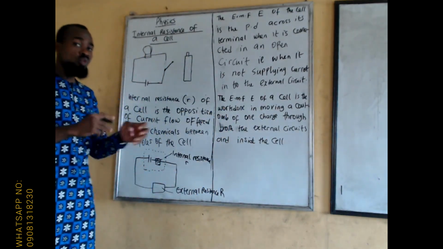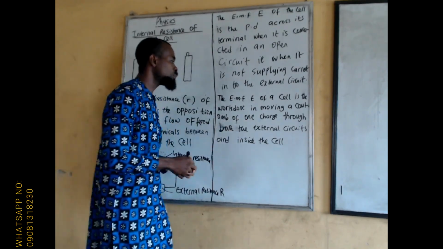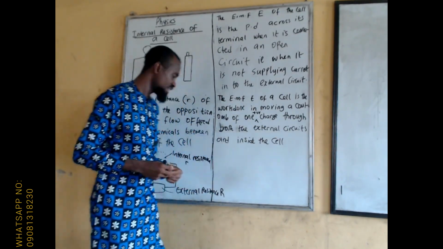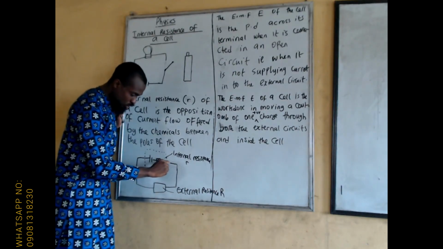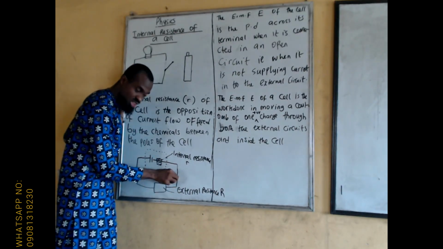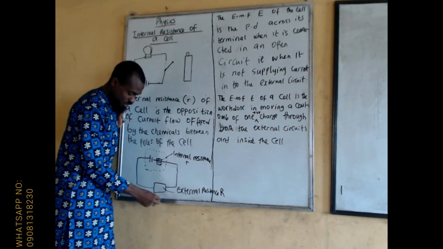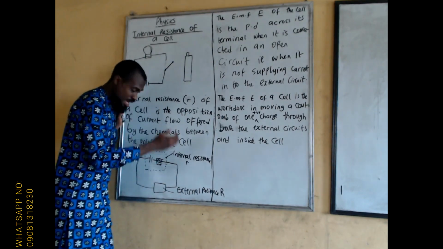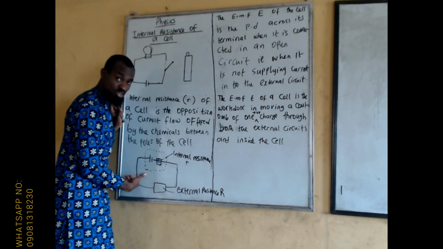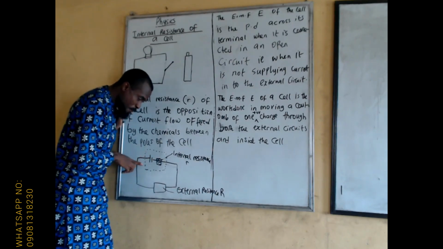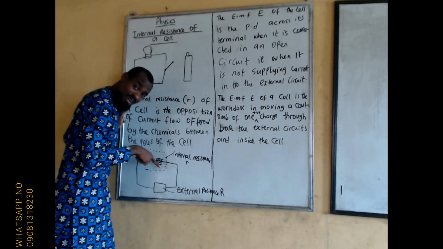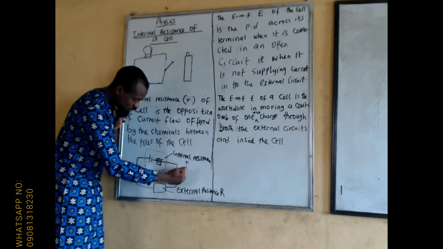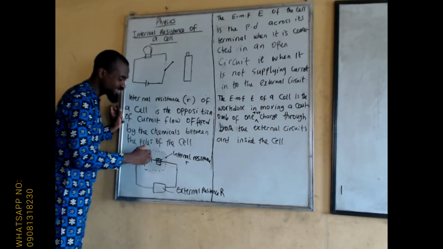So the EMF of the cell is now the work done in moving a coulomb of one positive charge through both the external circuit and inside the cell. So the work done for you to move a coulomb of positive charge around the external circuit, there is resistance in the conductor and there is resistance in the resistor. Not just that, add to that the work done in moving that positive charge inside the cell, because we know there is internal resistance inside the cell. So we move a positive charge of one coulomb both in the external circuit, together with the load, and inside the cell.